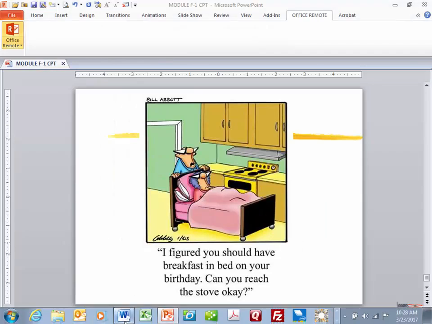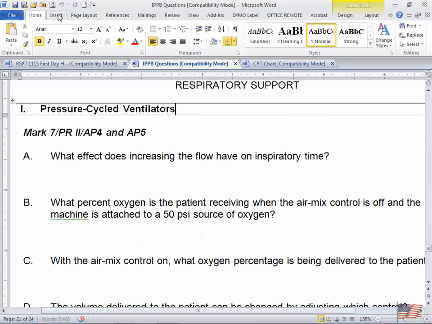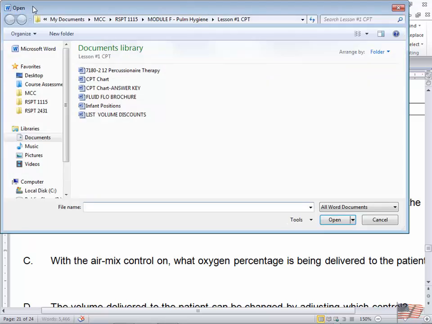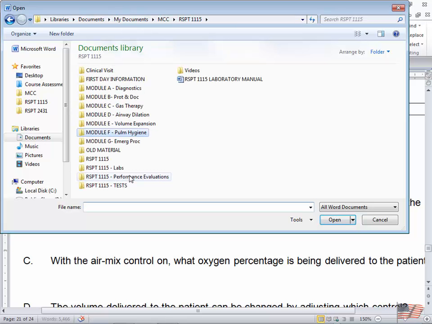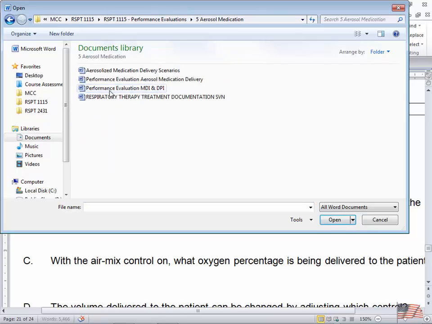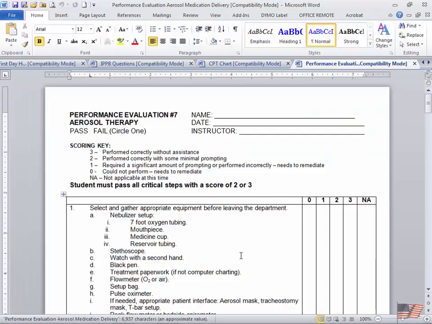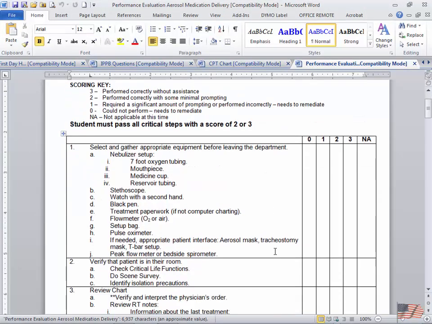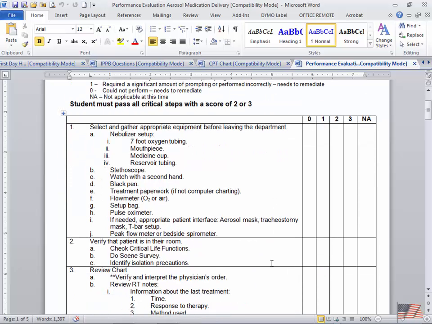Okay. If you want to pull out your PE on aerosol therapy, and I'll call it up on here, and let's go through what I'm expecting you to end up doing. This is next Tuesday and Wednesday.